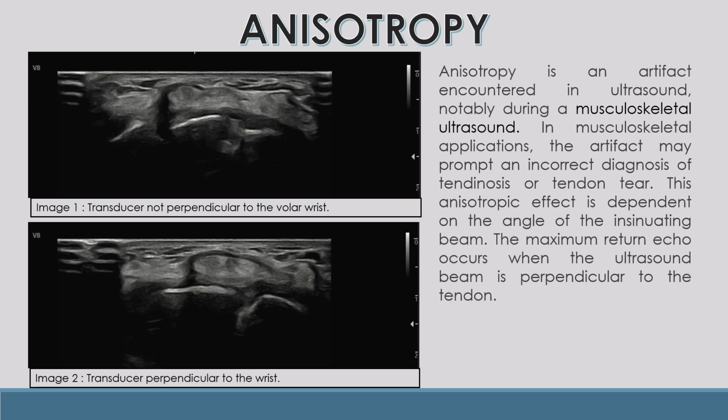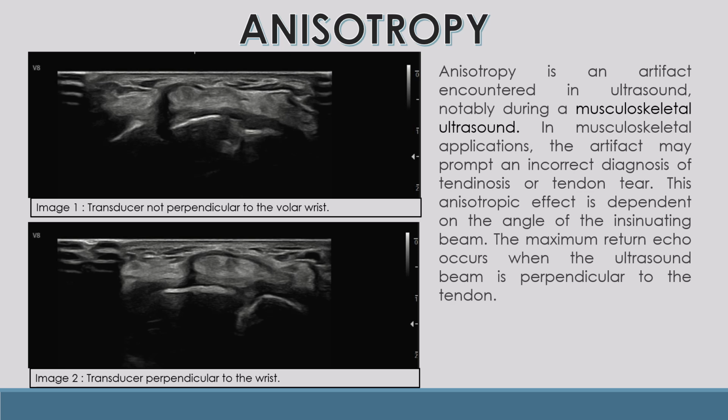Our next artifact is anisotropy. Anisotropy is an artifact encountered in ultrasound, notably during musculoskeletal ultrasound. In musculoskeletal applications, the artifact may prompt an incorrect diagnosis of tendinosis or tendon tear. This anisotropic effect is dependent on the angle of the insonating beam. The maximum return occurs when the ultrasound beam is perpendicular to the tendon.